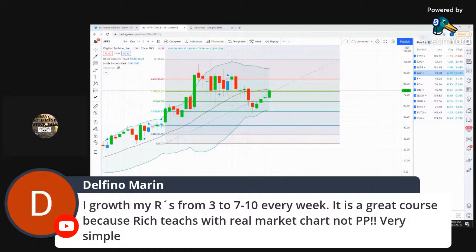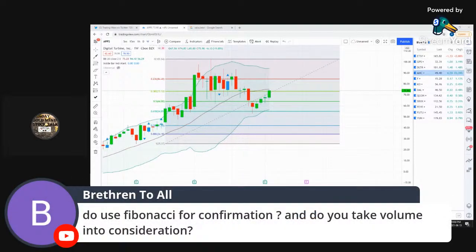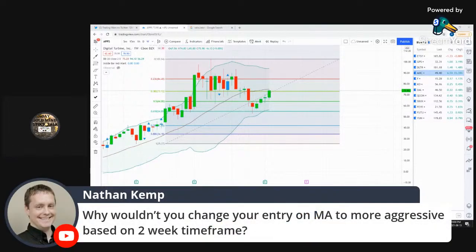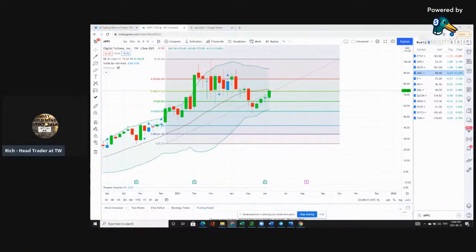Do you use Fibonacci for confirmation? Do you take volume? Yes, that's right. Why wouldn't you change entry on Mastercard to be more aggressive based on the 2-week time frame? It depends, Nathan. Sometimes, like in the private swing room, we might already have a position open, so then I'm going to be a little bit more conservative. Or sometimes I just want to wait for a little bit more confirmation. So it really depends.